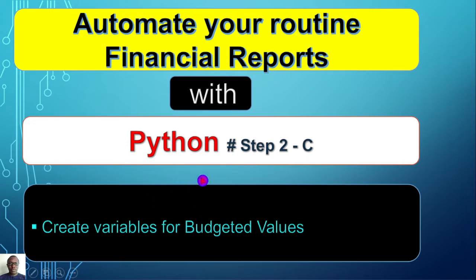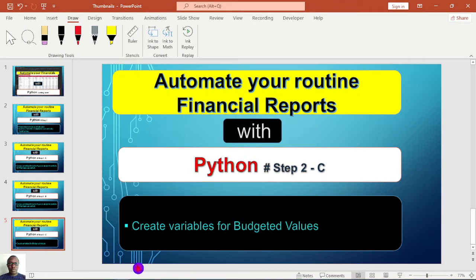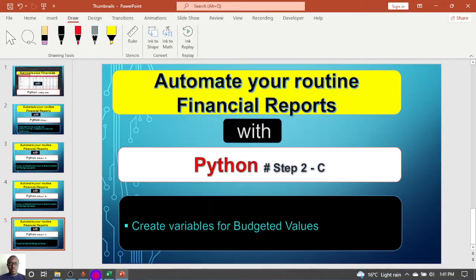I want us to continue with step 2C. Initially, we had done the creation of variables for the current financial year in review, and now we want to create variables for the budgeted values. So let me just take you to where we need to do our Python code.